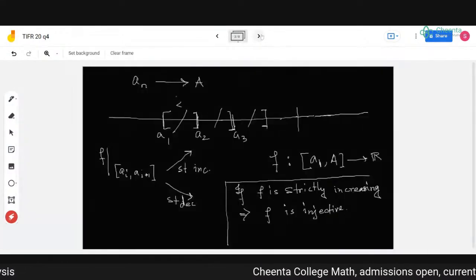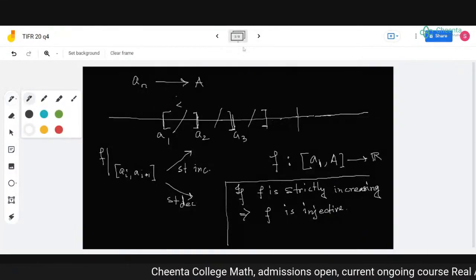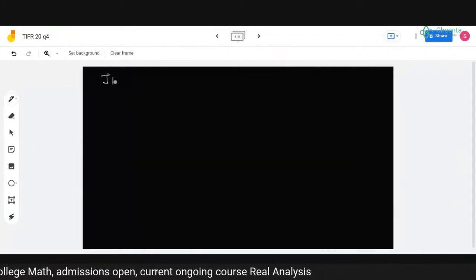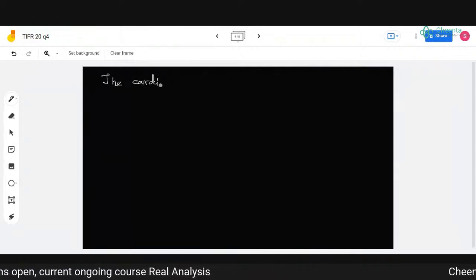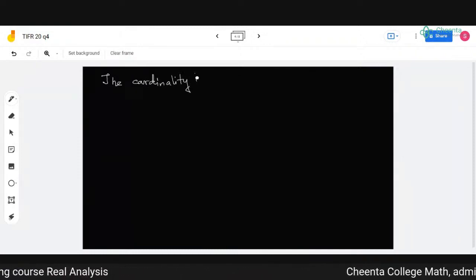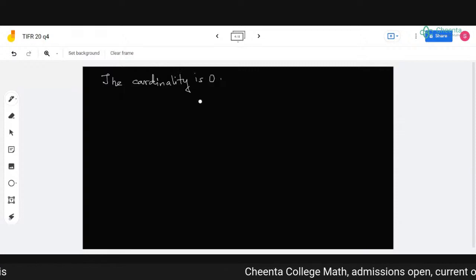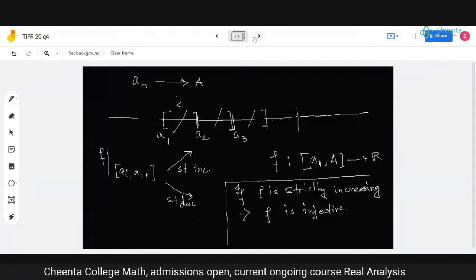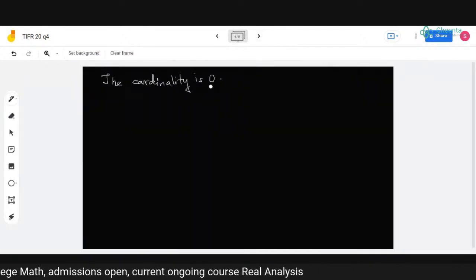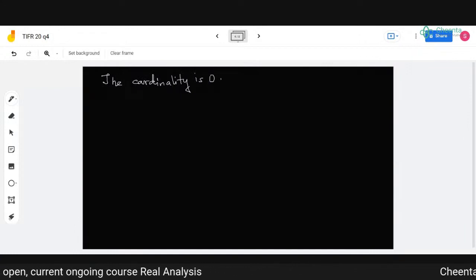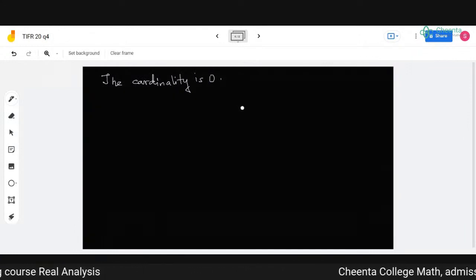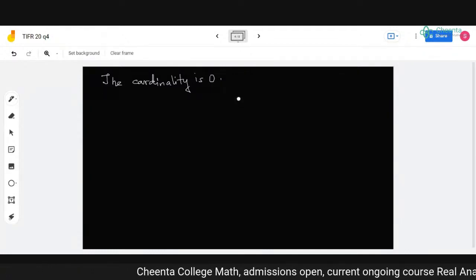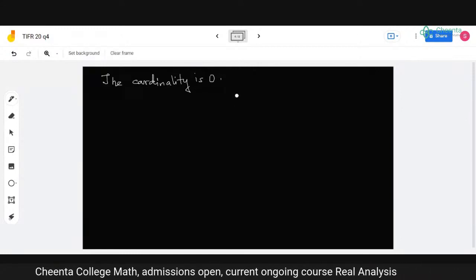Okay, so thus one possibility is that the cardinality is 0. This is one possibility, if I take f to be entirely strictly increasing. But let's say the function is not entirely strictly increasing. Then what happens?